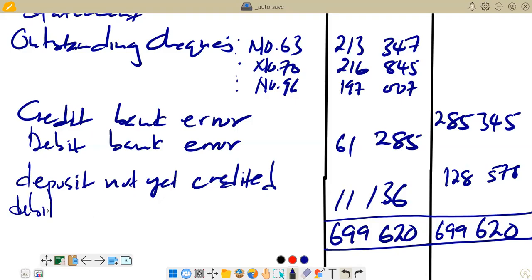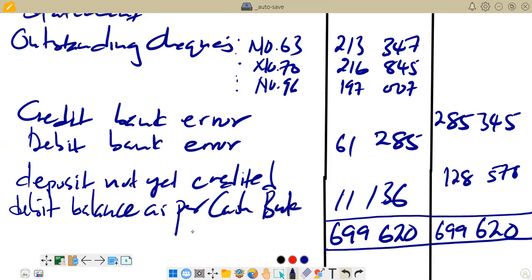So this is now the debit balance as per cash book. We are saying debit balance because we are referring to the cash book. Because what we are doing is we are reconciling the balance of the bank statement and the balance of the cash book. So the debit balance we are referring to is the cash book. So if you go to the balance that we got in the cash book, it was a debit balance. So this is what we are trying to say. So this is what we have in terms of bank reconciliation.